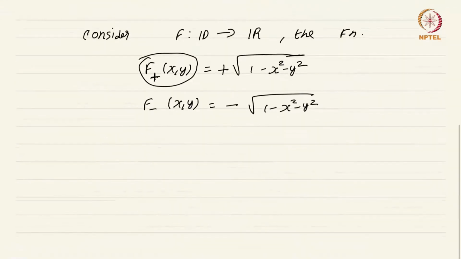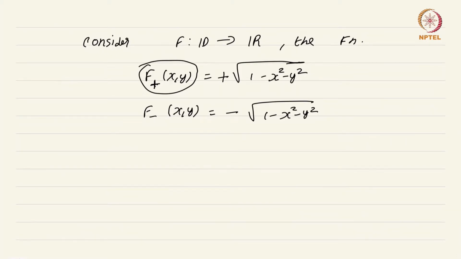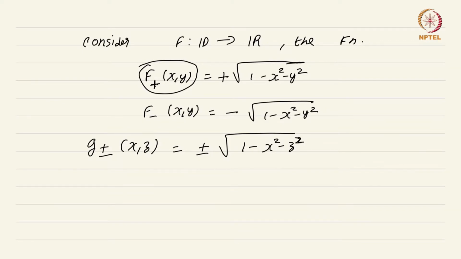It's just the same concept. So what we can do is define more functions. We can look at the functions g plus or minus of xz, which is just again plus or minus the square root of 1 minus x squared minus z squared. Okay, and consider the graph of this function. The graph of this function will look slightly peculiar.